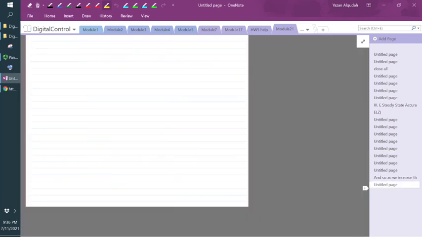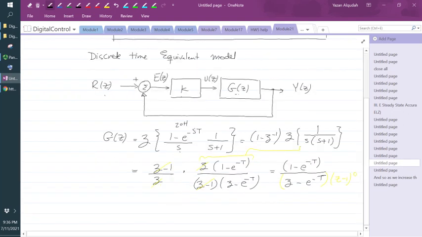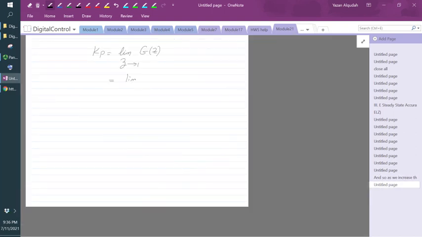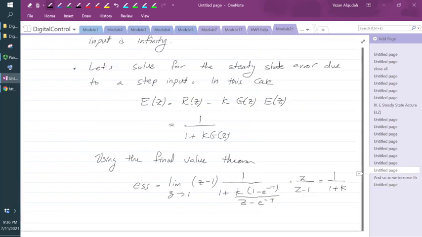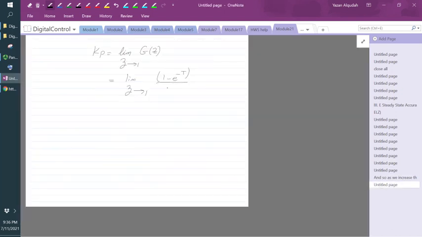So here we can calculate Kp, and Kp is going to equal the limit as z goes to 1 of G of z. Now what is this limit equal to? Let's look at G of z. G of z we calculated is equal to 1 minus e to negative T over z minus e to negative T. So here this is going to equal the limit as z goes to 1 of 1 minus e to negative T divided by z minus e to negative T.